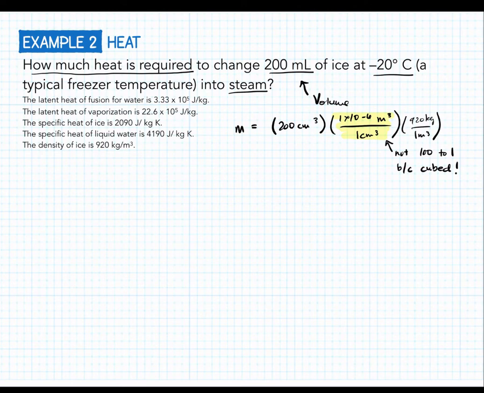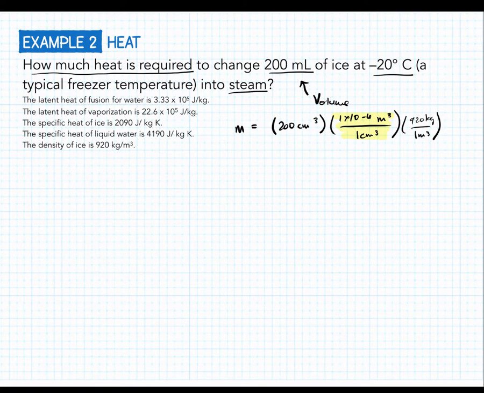This is in cubic centimeters. How many cubic centimeters are in a cubic meter? Do not say 100. How many centimeters cubed are in a meter cubed? Yeah, 1,000,000. Okay, do you want to know why?